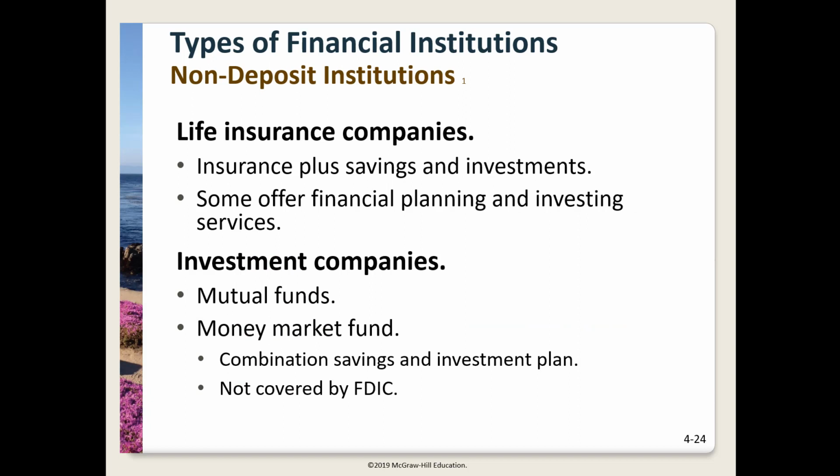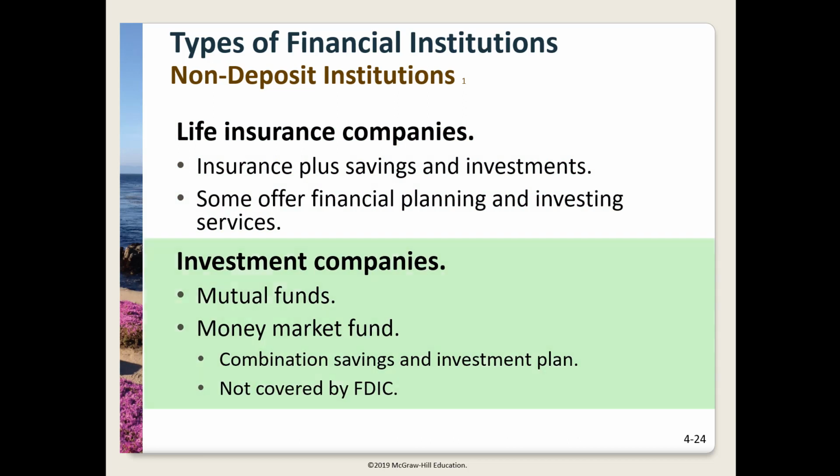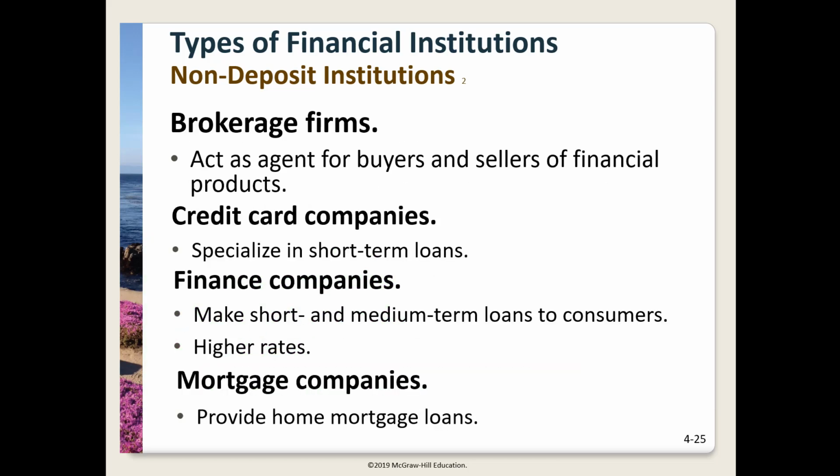The term financial institutions also includes non-depository firms, life insurance companies. Some also offer savings and investment programs as well as financial planning services. And investment companies. These offer mutual funds, money market funds, but they're not covered by the FDIC. Brokerage firms also act as non-depository institutions. Credit card companies do offer short-term loans, finance companies, high-rate, short and medium-term loans, and mortgage companies, home mortgages.